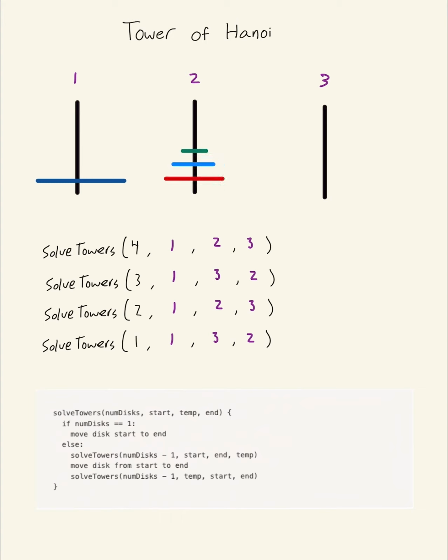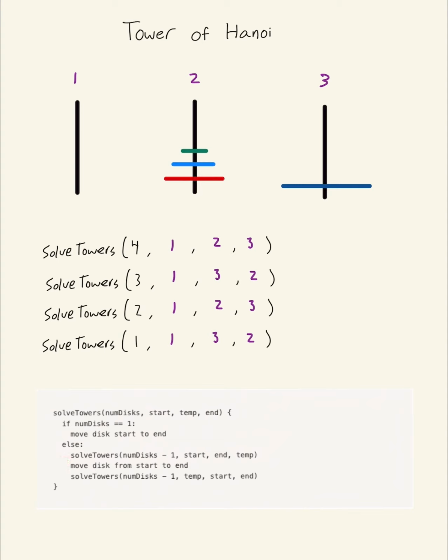Now, in the solve towers 4, this is the original call to this function, we move the disk from the start to the end. Now that we freed it up, we're able to move it to our destination. All right, now this is done.